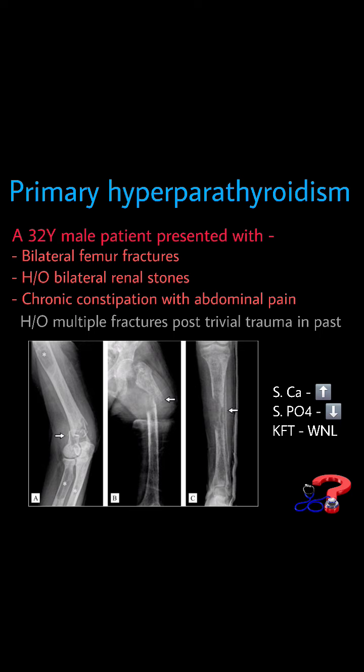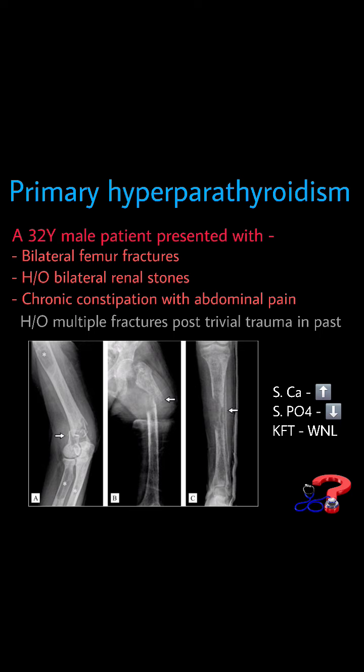And with these findings, along with the lab values of increase in calcium and decrease in phosphate levels, there is something in the body that is causing the calcium to get absorbed from the bones and release in the bloodstream. So this is the function of a parathyroid hormone. So that is why we can reach to the diagnosis of hyperparathyroidism.